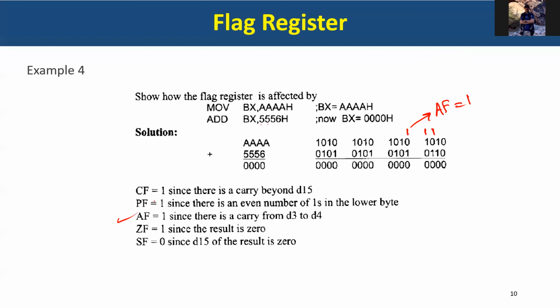And that's right. 1 plus 1 is 0, and we have a carry of 1, and this continues for the next bits as well.